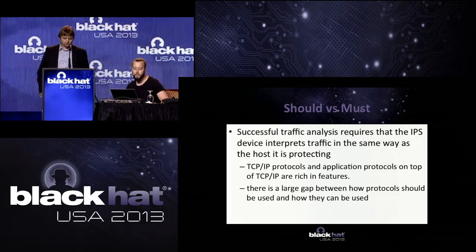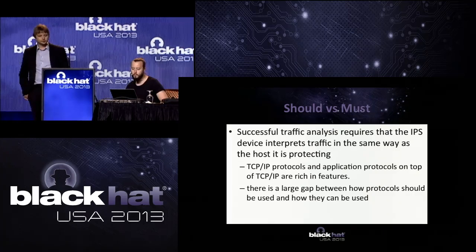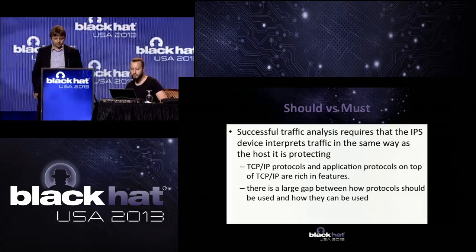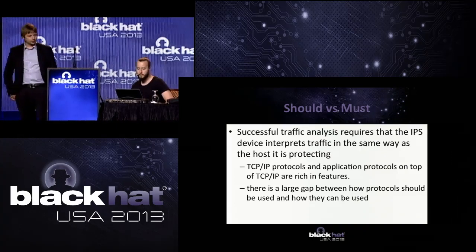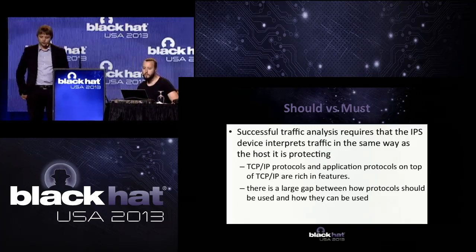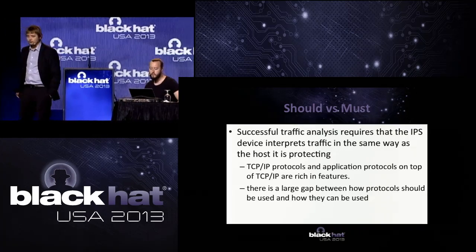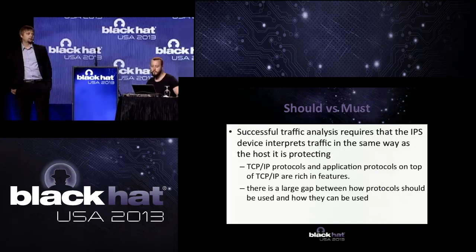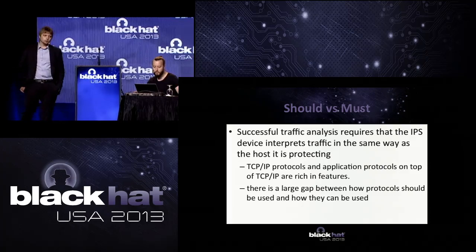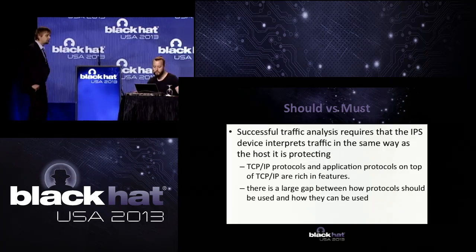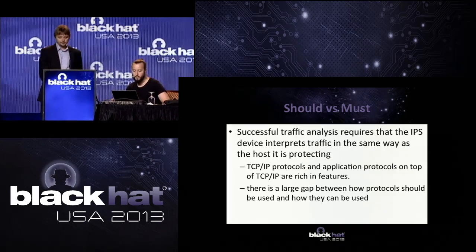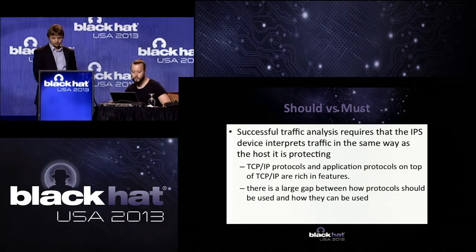So there's a problem that the TCP/IP protocols and applications are really rich in features. And there is actually a very large gap between how the protocols should be used and how they can be used. So if you think about RFCs, the way they are written, often when somebody is sending traffic, the RFC says that you should do it this way. And when somebody is receiving traffic, it says you must accept all. So that means that there are so many different ways to transmit payload and content that it's really difficult for IPS devices to detect these evasions, and thus it's easy to bypass the devices.